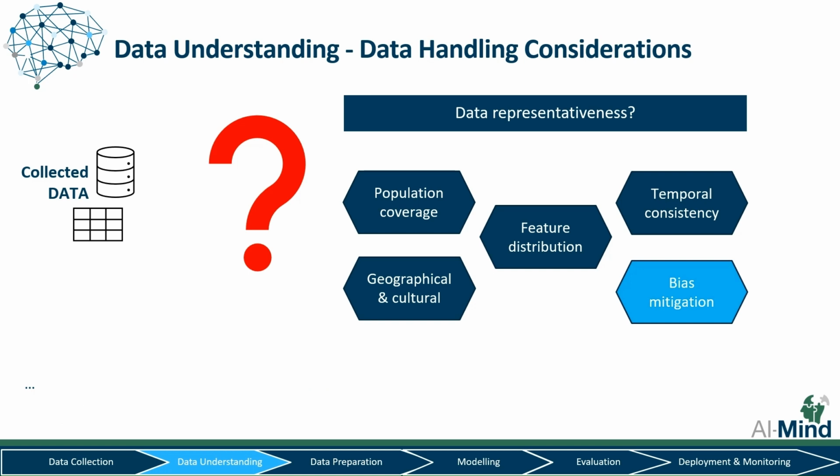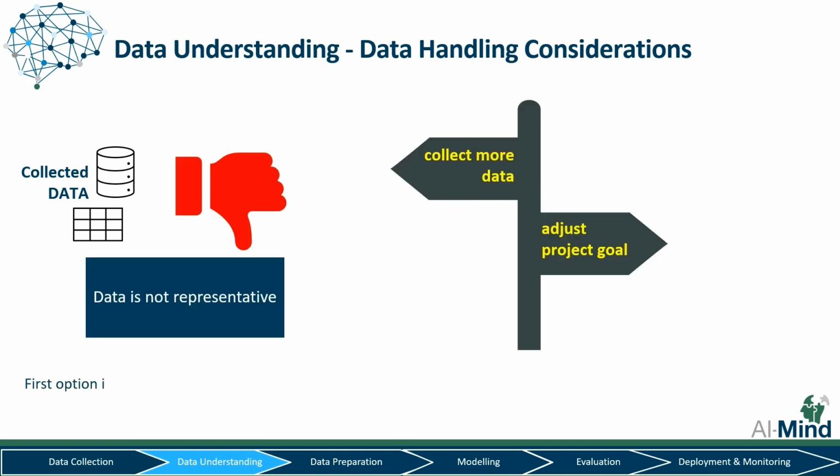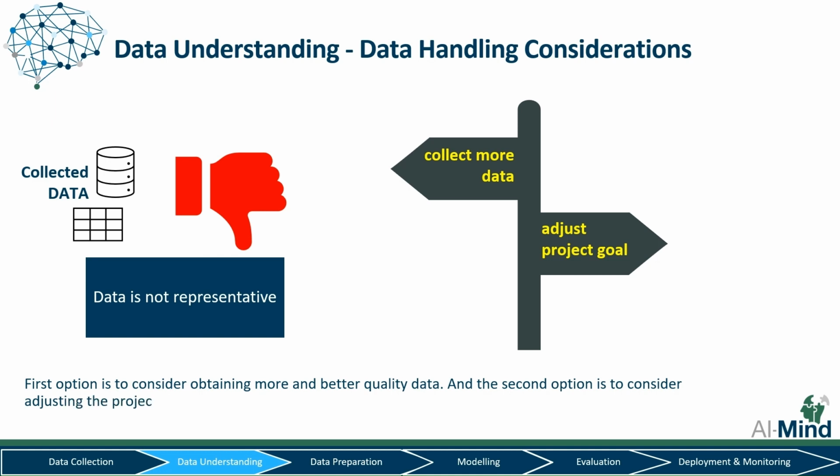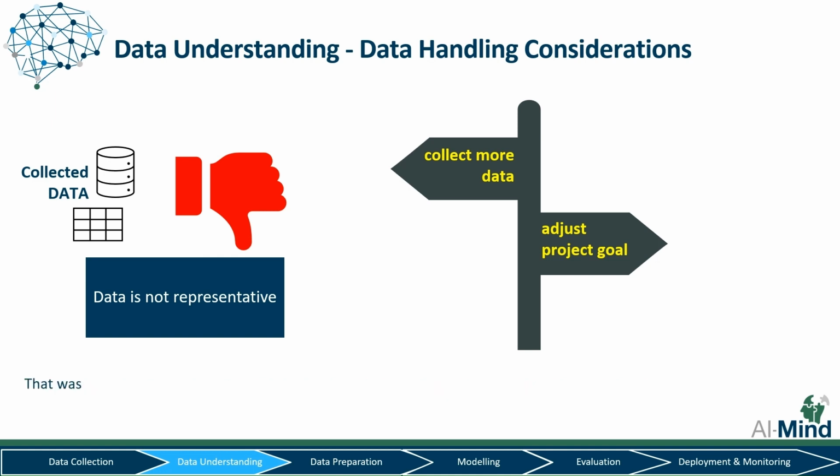Now, what if the data was found to be inadequate for the defined problem? What should we do? Well, there are 2 options. First option is to consider obtaining more and better quality data. And the second option is to consider adjusting the project goal. That was all for data understanding.